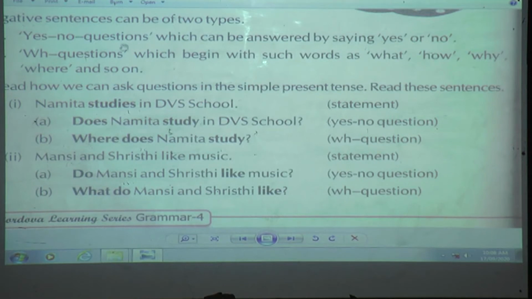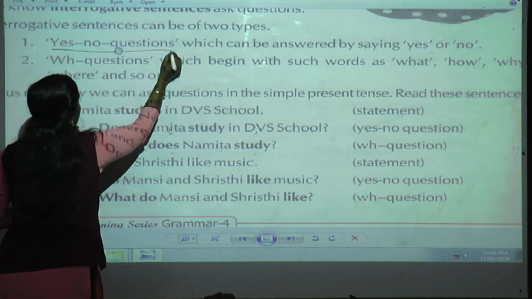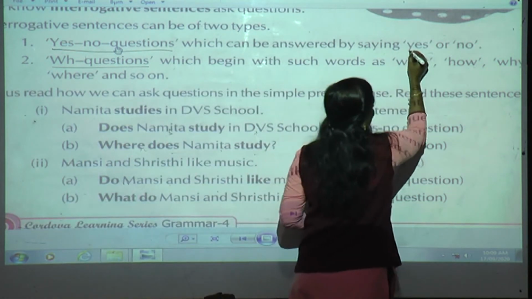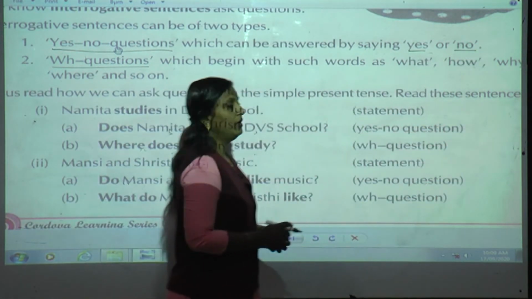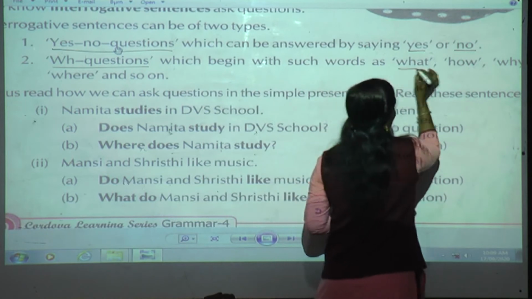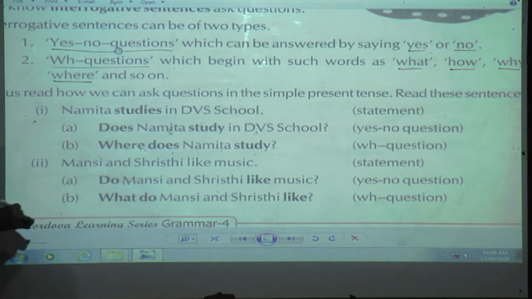Again I will repeat, in interrogative questions there are two types, that is yes no questions and WH questions. In yes no questions the question will be answered by only yes or no, not more than that. And WH questions begin with words such as what, how, why, where and so on. Understood? This was our introduction to the interrogative sentence and what an interrogative sentence is. Now let us read how we can ask questions in the simple present tense.